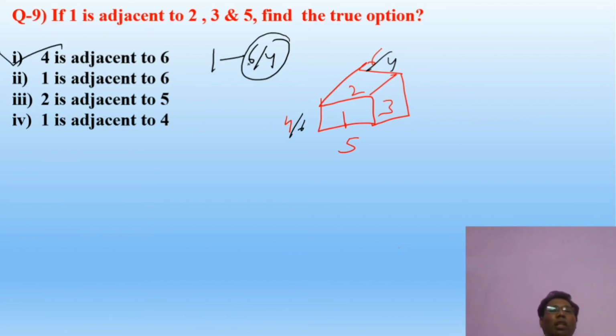4 is adjacent to 6. This is correct. 1 is adjacent to 6 in one case, and in the other case 4 is adjacent, so it is not 100% true. 2 is adjacent to 5: 2 is opposite here, so it is not true. 1 is adjacent to 4 in one case, but in the other case 6 is there. So this is also not true.